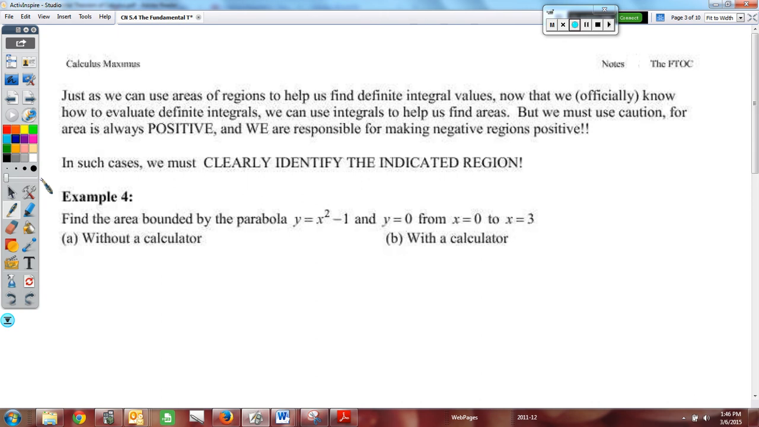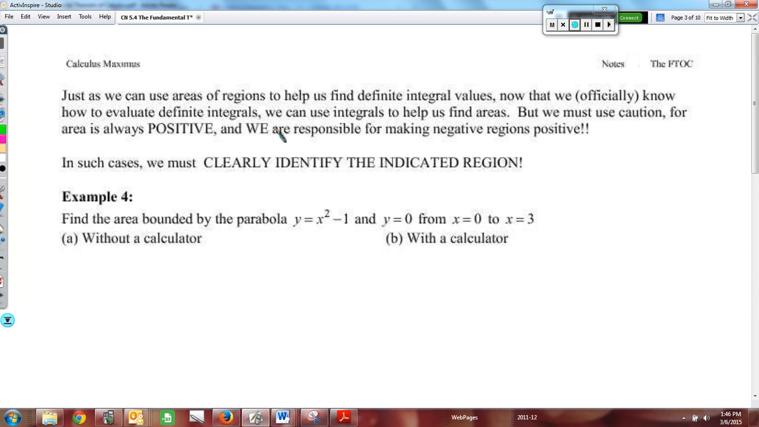All right. Now, coming back to our idea of area, and remember that area and the definite integrals are not the same. They are related to each other. We can use definite integrals to find area. We can use areas to find definite integrals. So we want to pay attention when they're asking us to use definite integrals to find this.